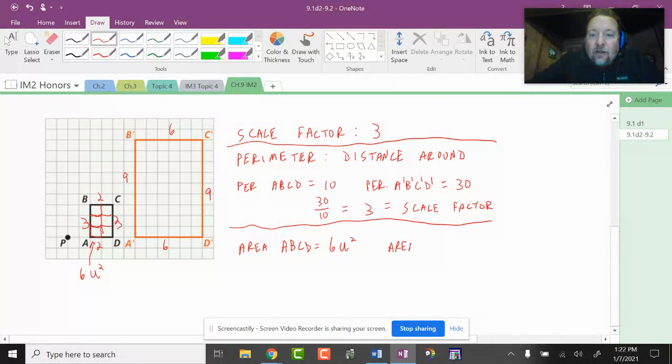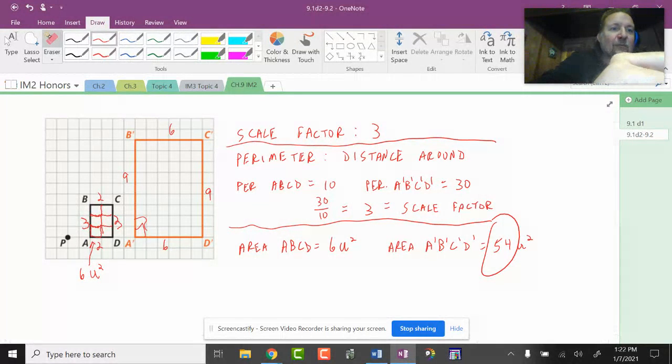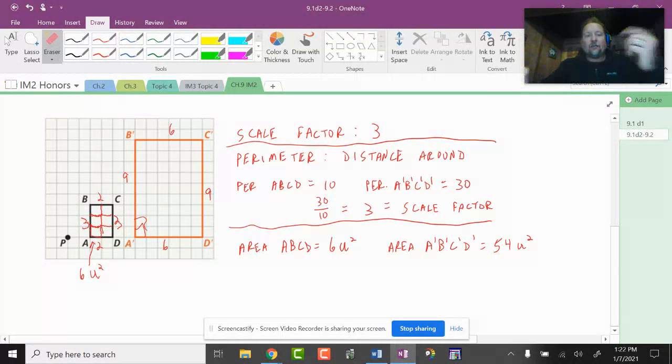And then the area of A prime, B prime, C prime, D prime. Well, let's do that: 9 times 6, 54. Because I really don't want to count blocks because there's a lot of them. There's 54 of them. If you go ahead and count, go ahead and pause the video and count all those blocks, and you'll see that happens. Well, what happens when I take 54 divided by 6?